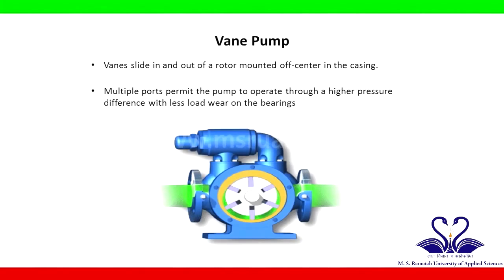In a vane pump, vanes slide in and out of a rotor mounted off-center in the casing. Fluid is trapped between two vanes and the casing. Multiple ports permit the pump to operate through a higher pressure difference with less load wear on the bearings.